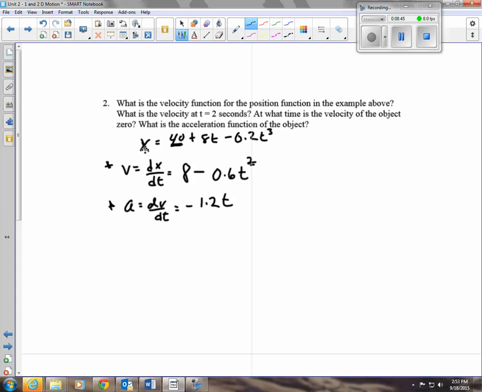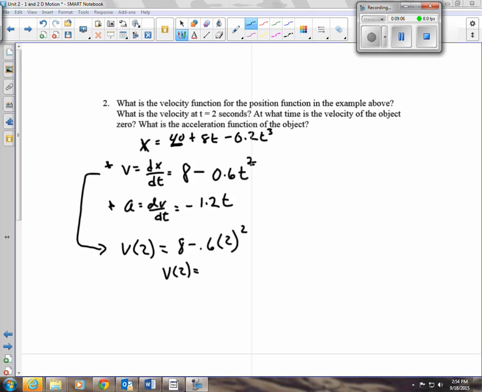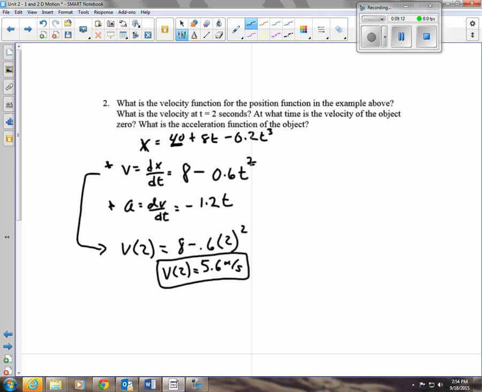Now we got this problem, what is the velocity at t equals 2? So relate to this. The velocity is going to be 8 minus 0.6 times 2 squared. So the velocity at t equals 2 is going to equal 5.6 meters per second. So you can see that this is a pretty powerful technique. I can find the velocity at any point in time.